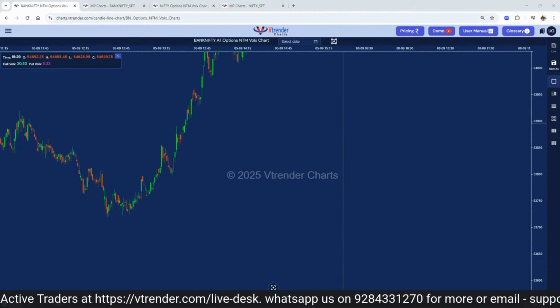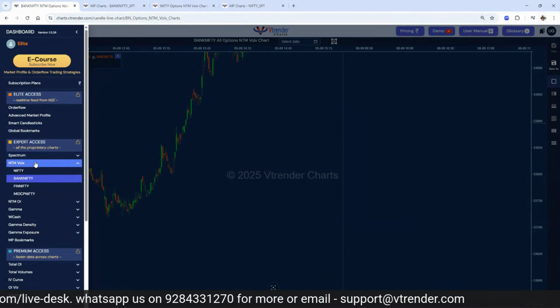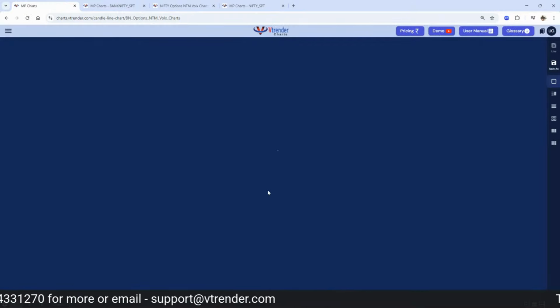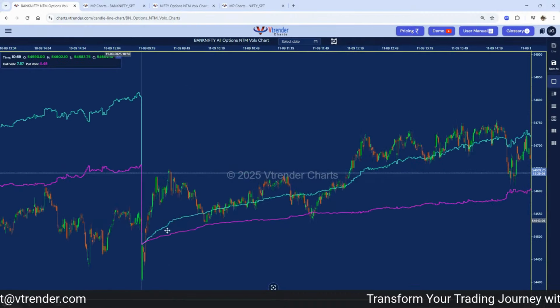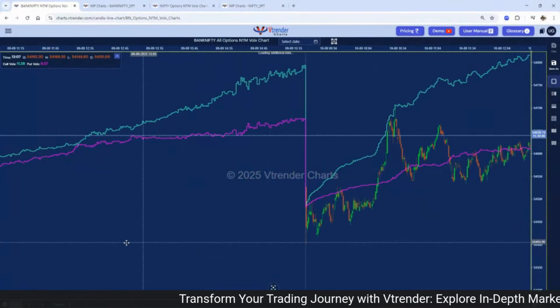Give me a second, guys. I'll just reload the NTM Volume X chart of Bank Nifty. And we will go back to the 5th of September.